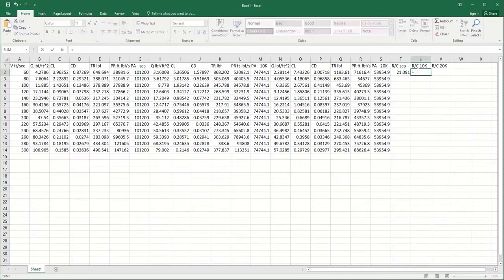At 10,000 feet, we go over here and grab the power available minus the power required, again, divided by the weight. Notice it went down because the excess power is less. The power available at that altitude is less. And then we'll grab the power available and the power required at 20,000 feet.